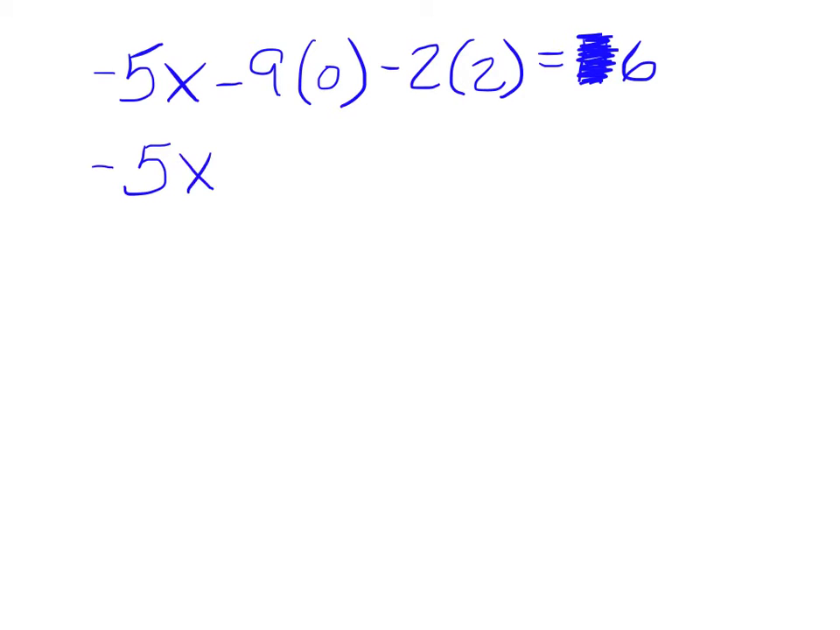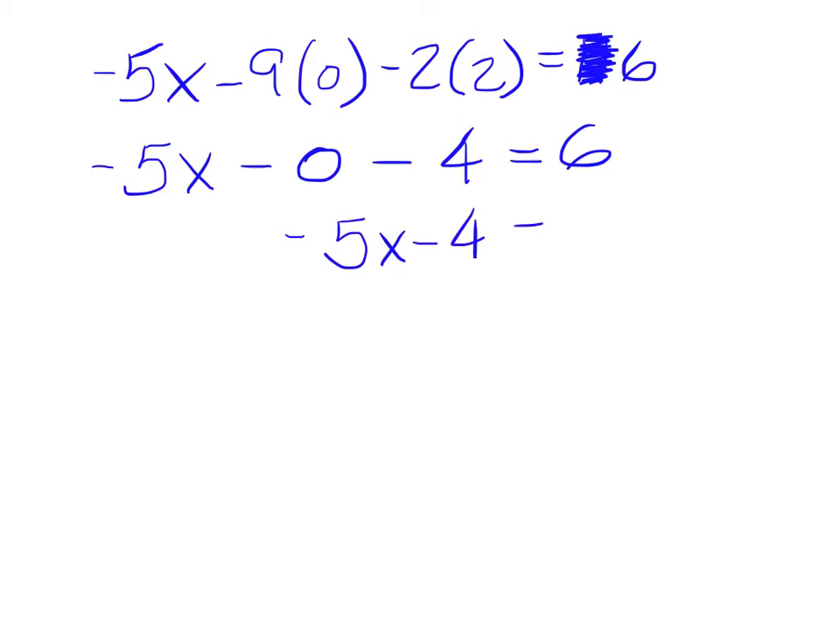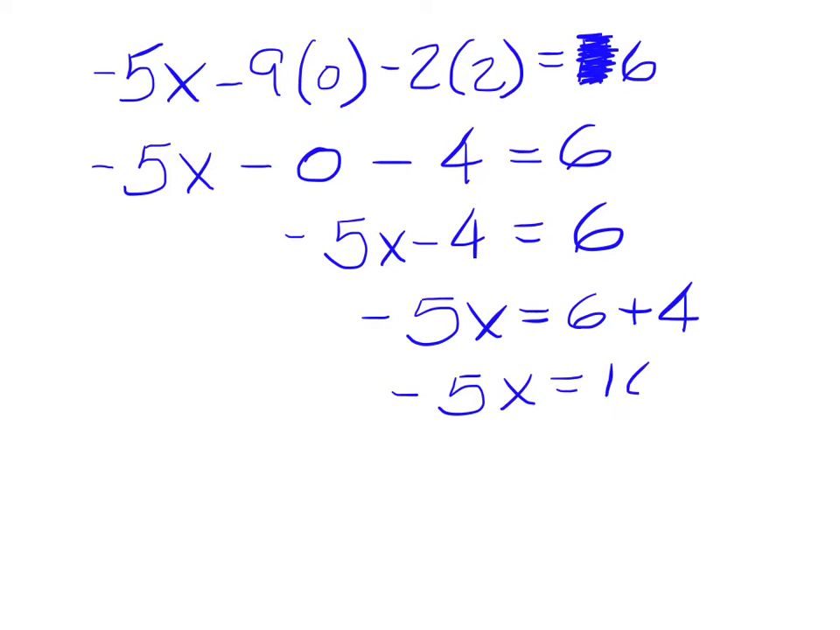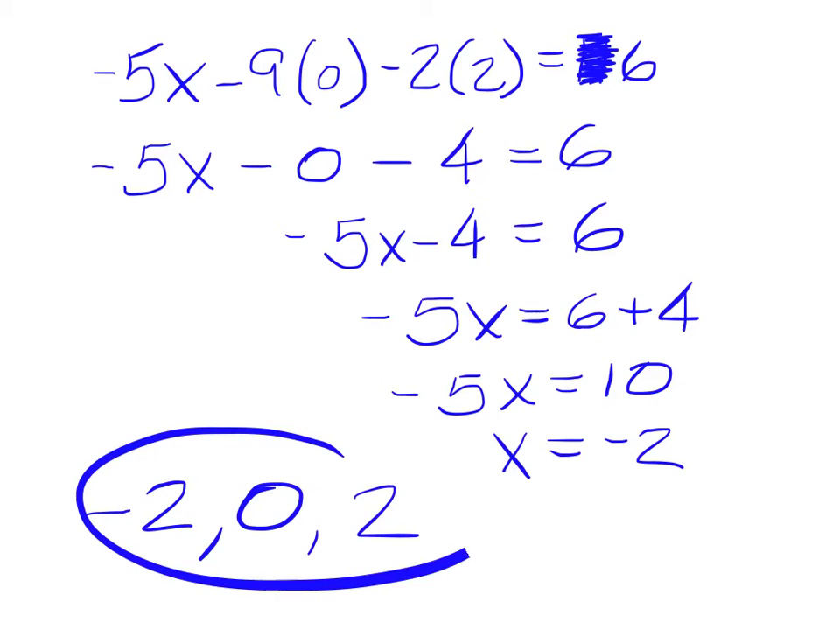Negative 5x minus 0 minus 4 equals 6. The left side just simplifies to negative 5x minus 4. And you're going to move the minus 4 to the right, make it plus. Comes out to be a 10. And then divide 10 by negative 5 to get a negative 2. So we had negative 2 for x, 0 for y, and 2 for z.